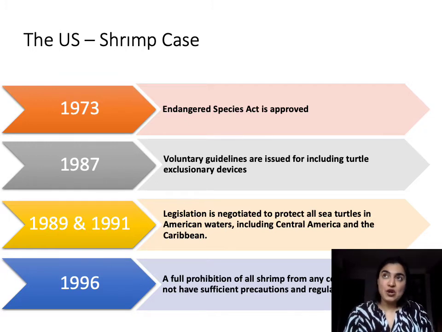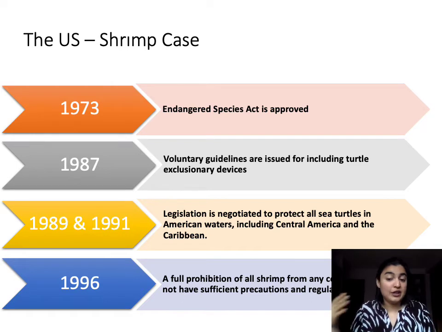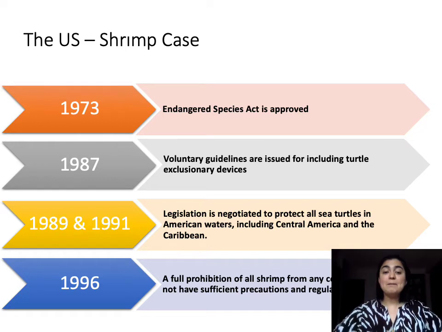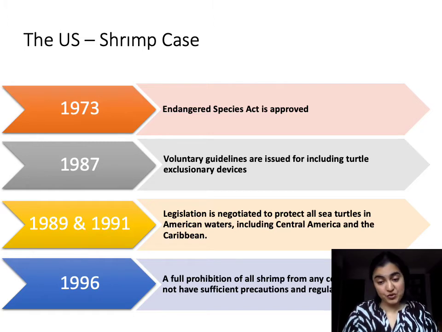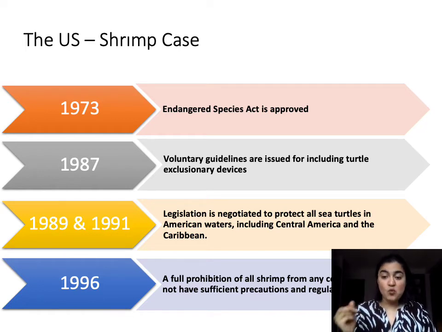So US offered various negotiations, various concessions, and various training programs to these countries, and these countries had 5 to 6 years to adapt to this new regulation that the US was coming up with. And then what happens? In 1996, US imposes a full ban on the import of shrimp from any country that was not taking appropriate measures to protect sea turtles while harvesting fish or harvesting prawns in the seawater.